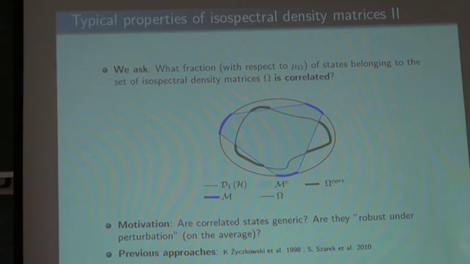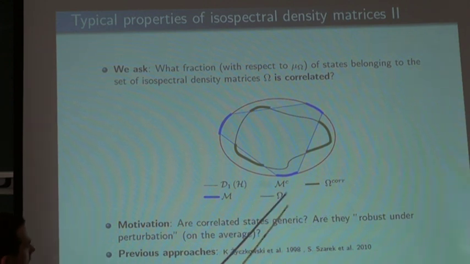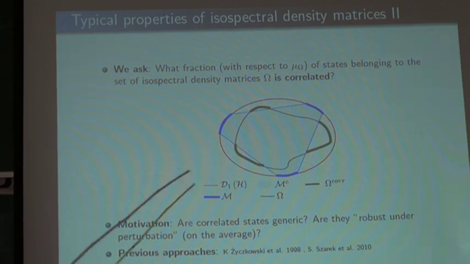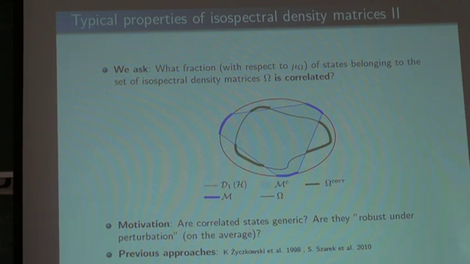So, what is the motivation? One motivation is, are correlated states in all those settings generic, in some sense? I mean, when I fix the spectrum. And also other motivations, like robustness under perturbation. So, if I act with some random unitary operator on some fixed density matrix, will I end up in a correlated state or not?